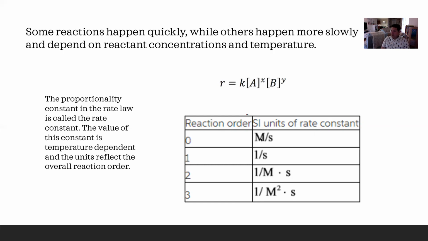All right, just something to keep in mind, the capital M for molarity is moles per liter. So molarity per second could also be written as moles per liter per second. 1 over molarity times second, we can invert the molarity units. It could be liters over moles times second. Same thing for 1 over molarity squared. It could be liters squared per moles squared times second.